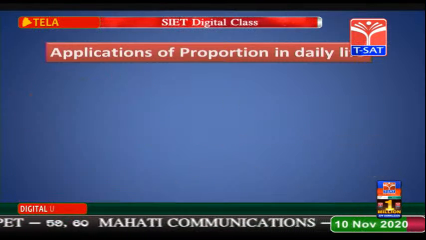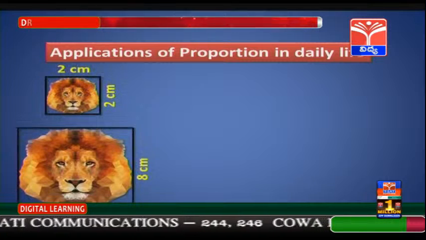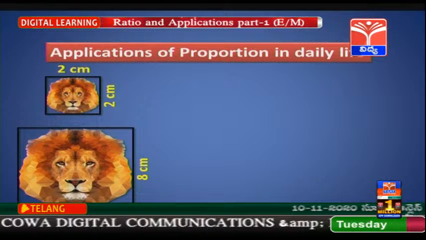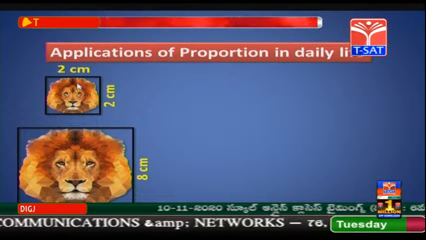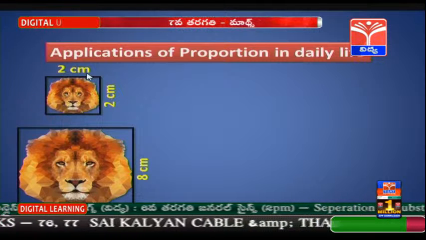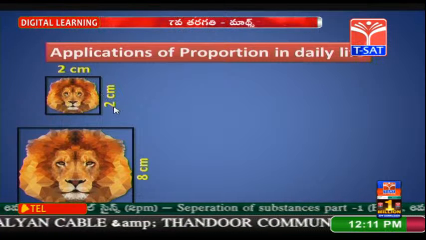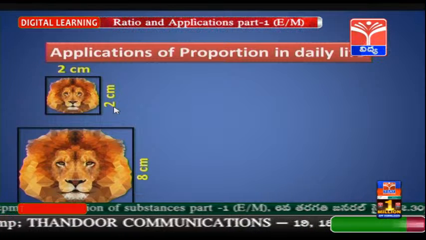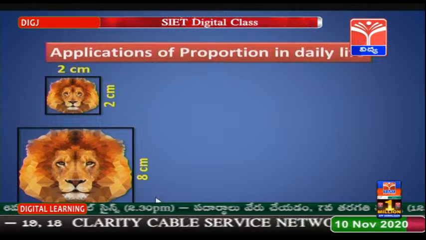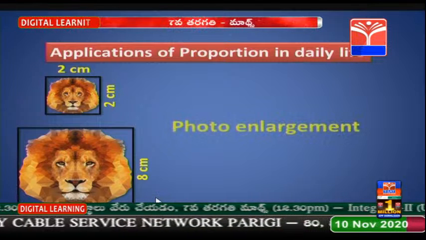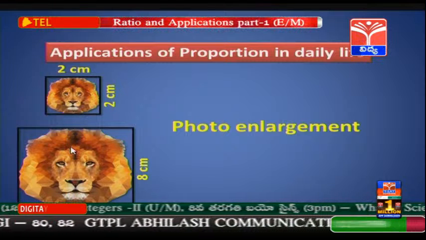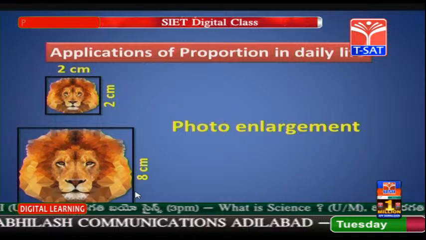Not only this, children, let us move on to another example. Wow, you can see a lion here, a photo of a lion. In the first image, if you notice, it is a very small image, size 2 centimeters and 2 centimeters, right. We call it 2 by 2 centimeters. Okay. Now, I am enlarging this image. What do you mean by enlarging? Yes, I am increasing the size of the photograph. Now, do they look the same? Absolutely, they look the same. So, this is also an example of proportion in our daily life.